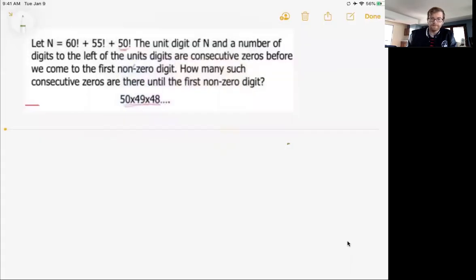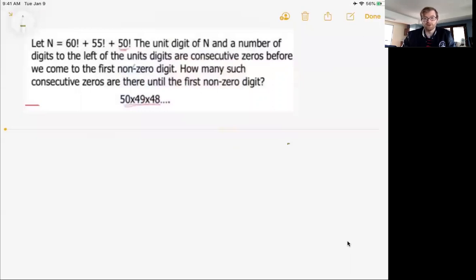Okay. Let n be 60 factorial plus 55 factorial plus 50 factorial. The unit digit of n and the number of digits to the left of the unit digits are consecutive zeros before we come to the first non-zero digit. How many such consecutive zeros are there until the first non-zero digit?